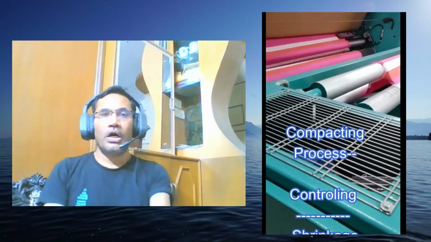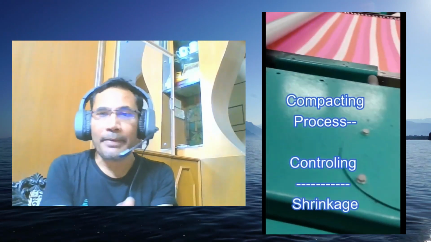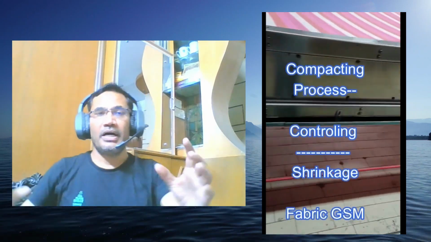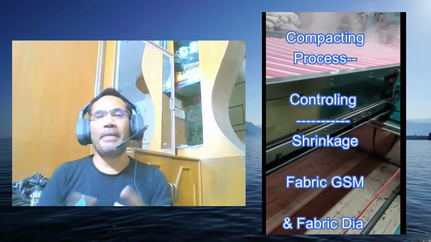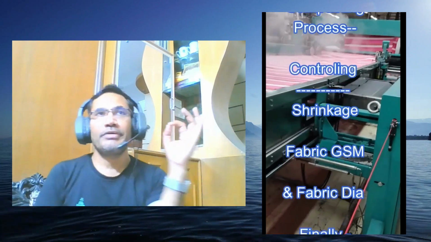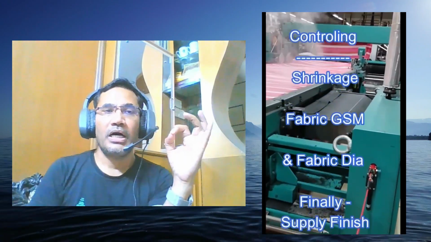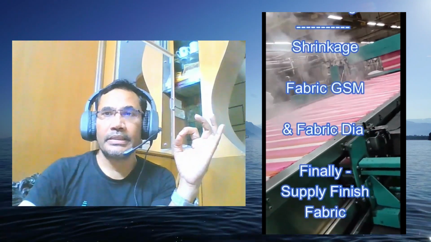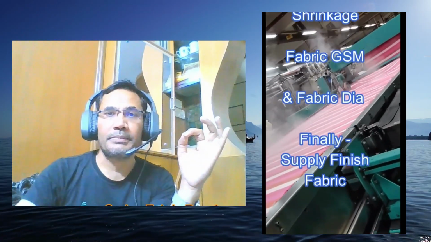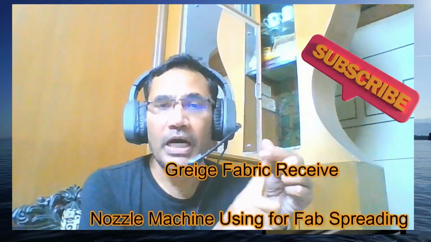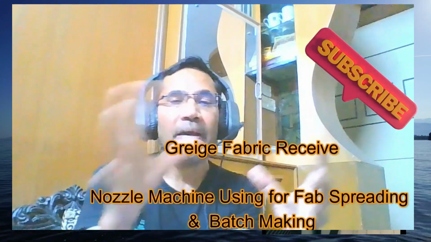And again, I would like to do a sum up. How many parts are here? First of all, you can remember that. First of all, we receive the fabric from the grey part. After receiving the fabric, the first part is the nozzle machine, where the fabric is fed and batches are made.